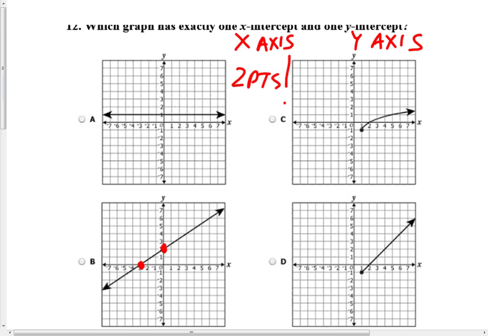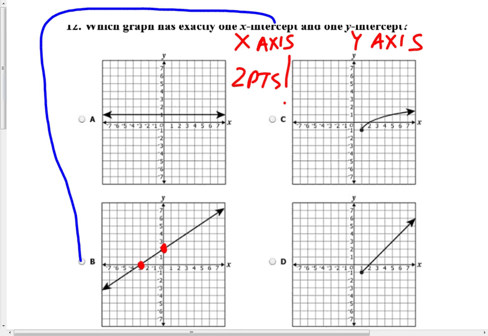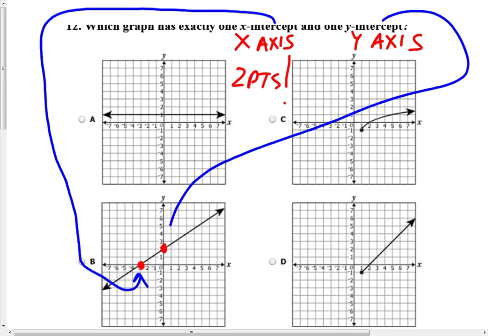The x-intercept is right there. The y-intercept, right there. The other ones have 1, but not the other. This has 1, but not the other. This has 1, but not the other. This has 1. We needed 2 points.